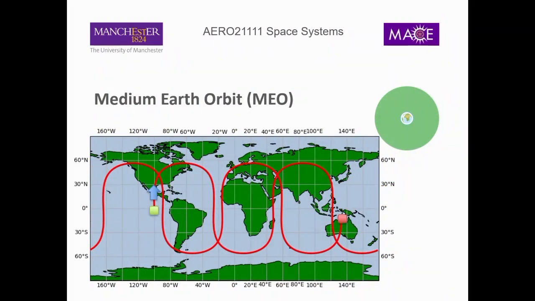Yes? This one with the longitude, the shift is to the east. Yes, correct. So again, this is all to do with the difference in time between the time it takes the Earth to rotate versus the orbit period of the satellite.